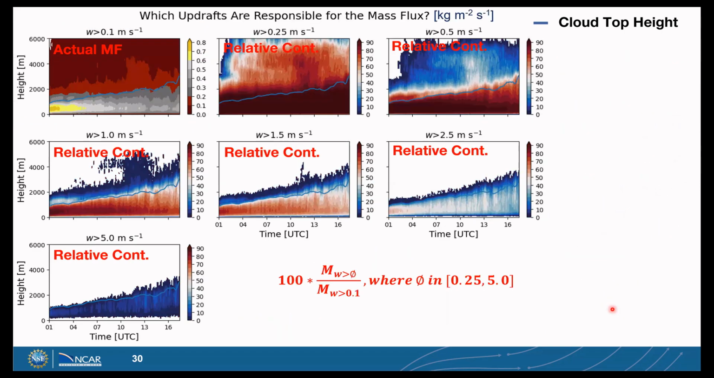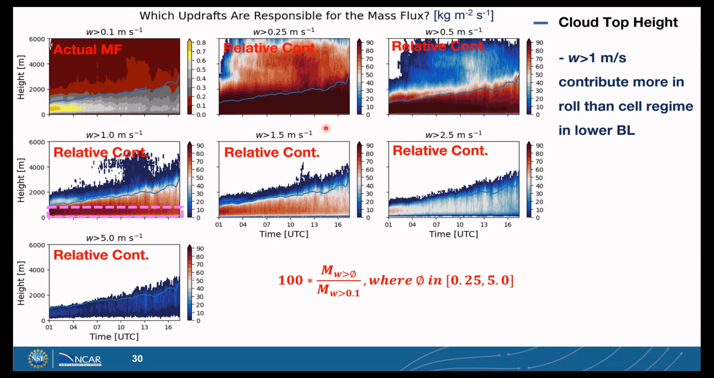Now, if we look at the mass flux, it gets a little more interesting. So in this first plot, I'm showing the actual mass flux in the tenth of a meter per second threshold plot. And then in the other plots, I'm showing the relative contribution. So we want to understand what the relative contribution in the mass flux of those particular updrafts is.